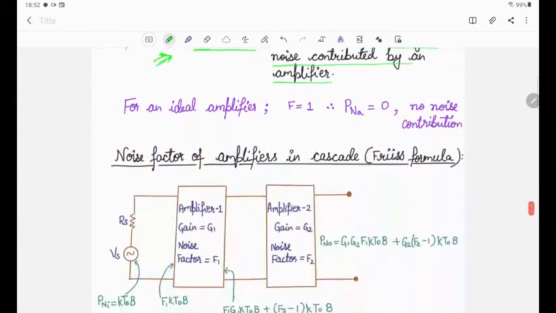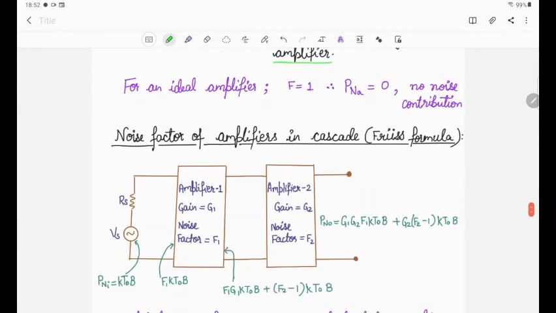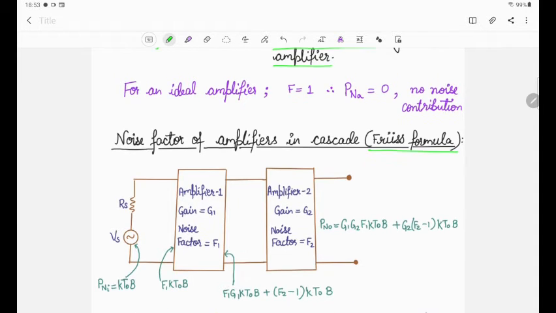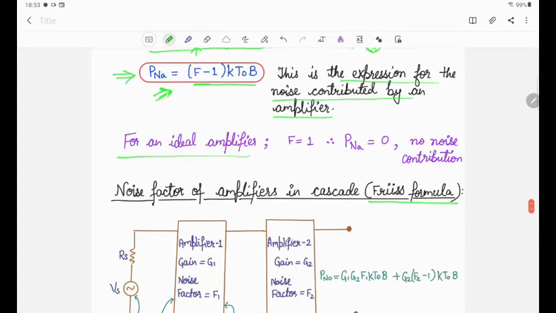In the next derivation, we derive the noise factor of amplifiers in cascade, that is, the Friis formula. In the above case, for the ideal amplifier the noise factor will be 1. So for that case, this noise power is 0. It means no noise is contributed by the ideal amplifier. If the amplifier is ideal, obviously it should not contribute any noise.